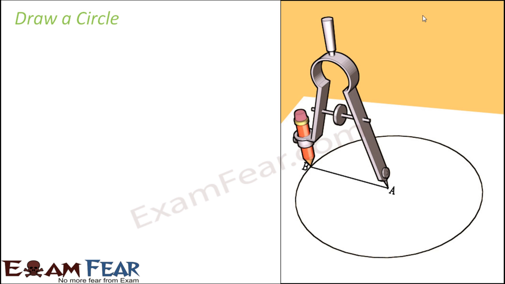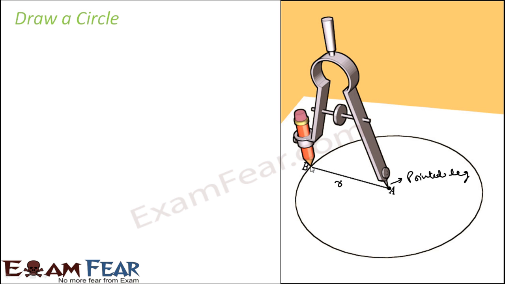Drawing a circle is very easy. You take a compass, okay, and put the pencil, and this length is fixed. This is the radius. Now you put this point on the piece of paper. This is a pointed leg of the compass. Put this pointed leg of the compass on any point A on the piece of paper, and the other leg which has pencil, that is free to move.